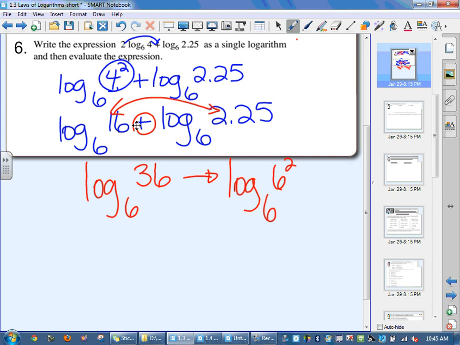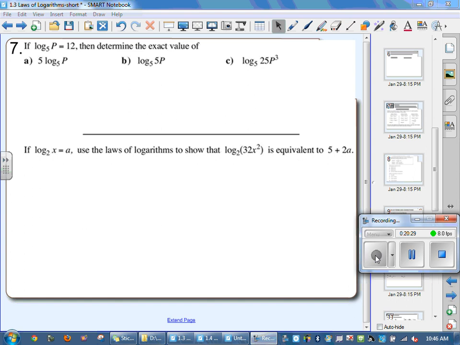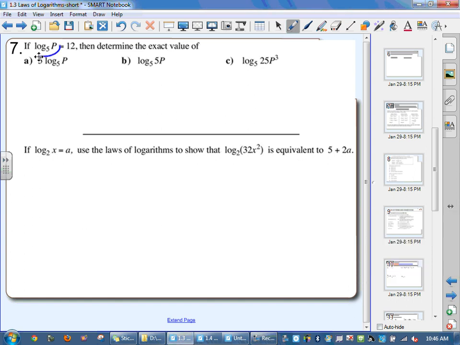Okay, taking a look at this one. This one's telling us that this whole value, log base 5 of p, all of that equals the digit 12. So whenever you've got that, it will disappear and you replace it with a 12. So right here, I bring the 5 down. This part gives me 12. When they sit side by side, it means you multiply them. So this one evaluates to 60.